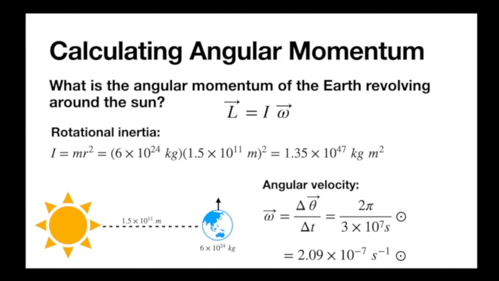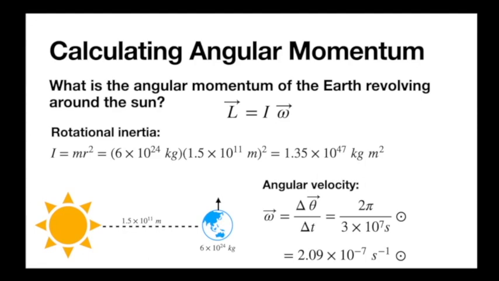So for one complete rotation, 2 pi, it takes 1 year or 30 million seconds. And so I just evaluate that, and I get 2 times 10 to the negative 7 inverse seconds, or radians per second. So my angular velocity is actually tiny, which is kind of weird, right? The Earth, we know it's moving very fast through space. It's this big object hurling through space, but the angular velocity is tiny.